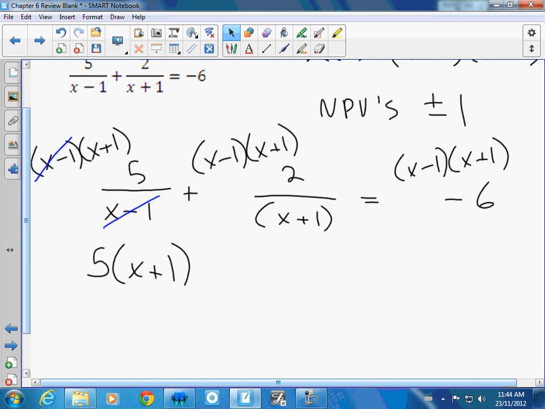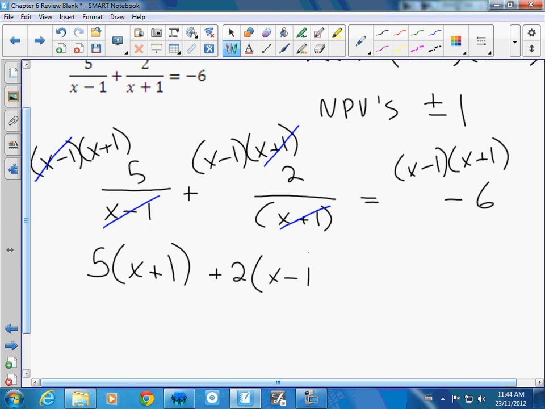Do you need to understand how a computer works? No, you don't. You can just do it. Okay, what's next? What do we cancel here? These ones and these ones. Okay, so then we end up with plus 2 times x minus 1. Awesome. Equals negative 6 times x minus 1, x plus 1.